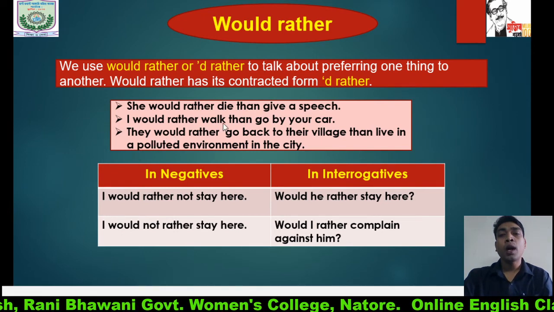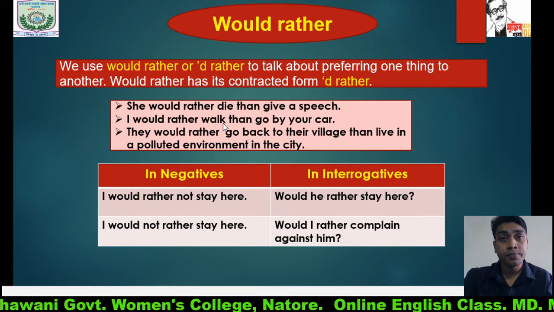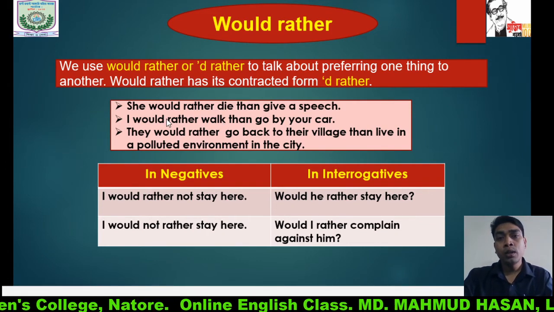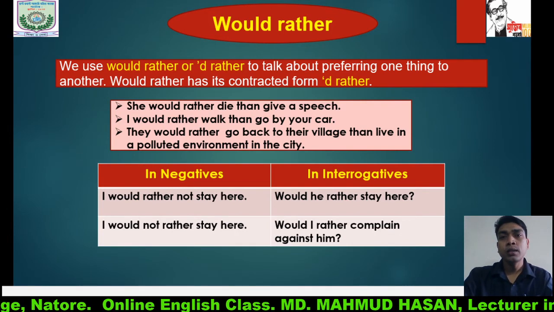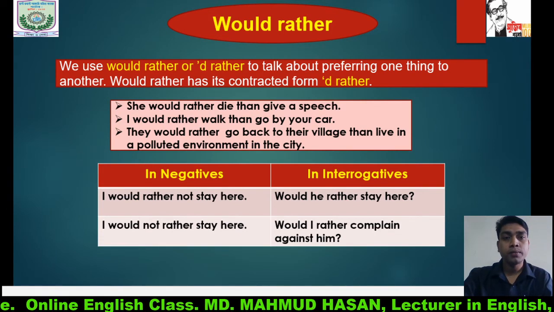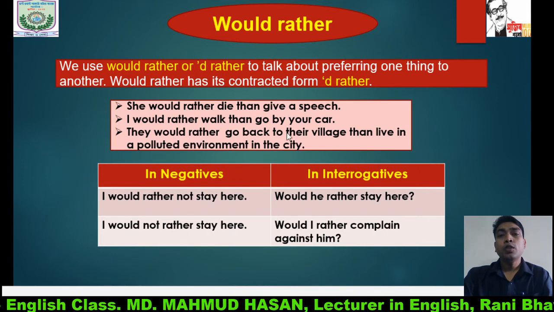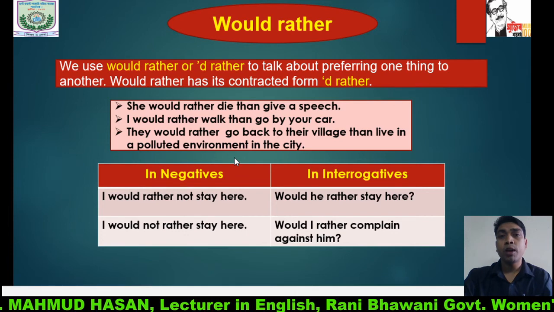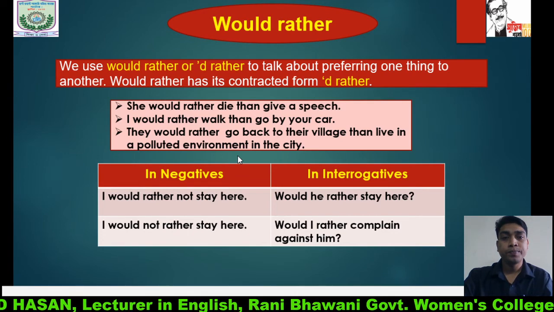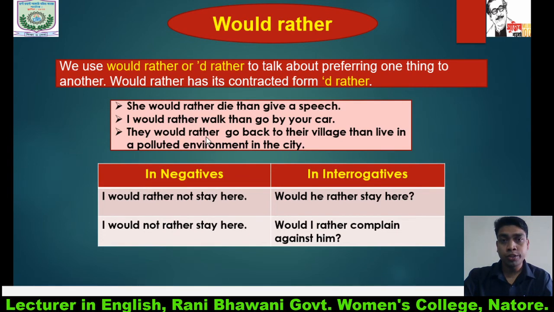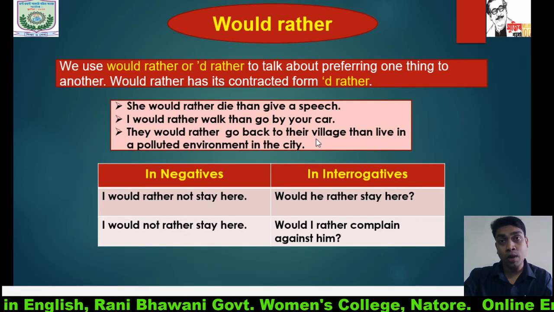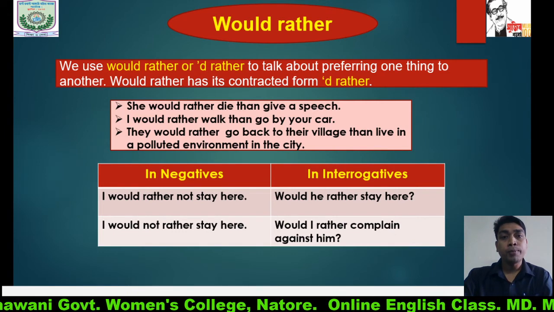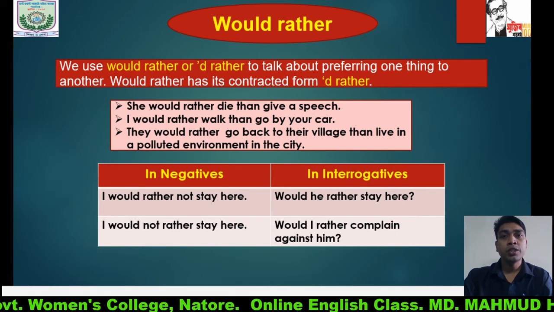I would rather walk than go by your car. It means it's better for me. They would rather go back to their village than live in a polluted environment in the city. They prefer to go back to their village rather than live in a polluted environment in the city.